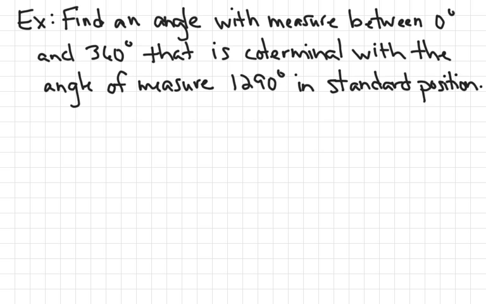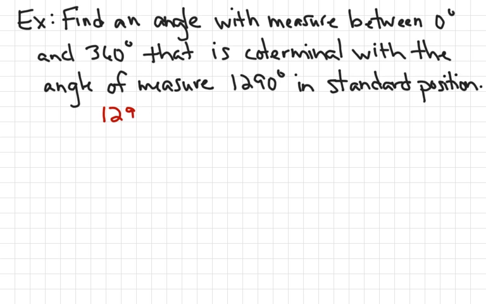Find an angle with measure between 0 and 360 degrees that is coterminal with the angle of measure 1,290 degrees in standard position. All that means is that we got to 1,290 degrees by starting at 0, or a ray along the positive x-axis. Well, how am I going to find an angle that's between 0 and 360? Well, 1290 is clearly a lot bigger than 360, so wherever it is, I might need to go the other direction, i.e. in the negative direction, to find the angle that's between 0 and 360.